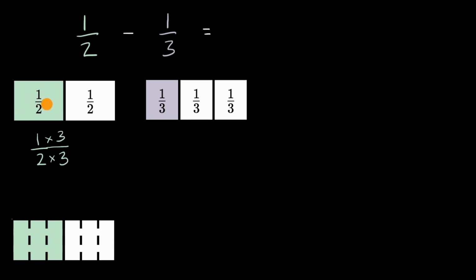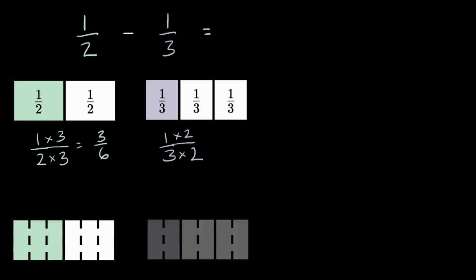So your 1/2 is now equal to 3 over 6. And we can do the same thing over here. If we start with 1/3, how do we express it in terms of sixths? Well, to go from 3 to 6, I would multiply by 2. And so I also want to do that in the numerator so that I don't change the value of the fraction. And we can visualize that.